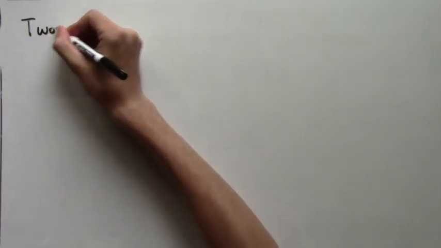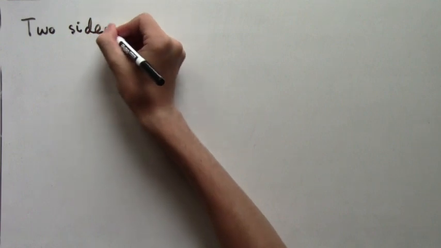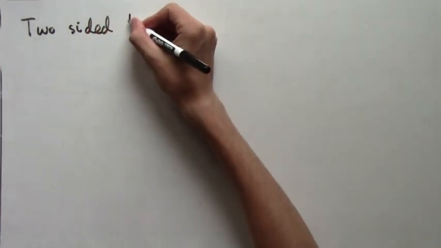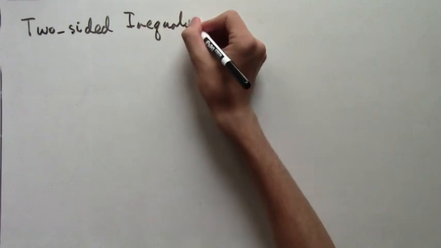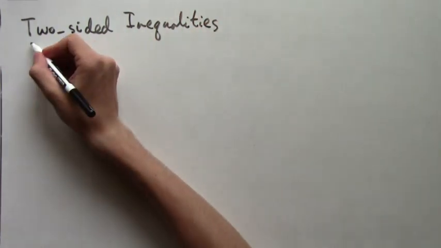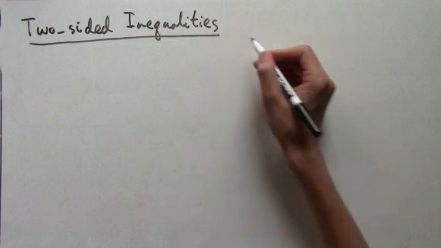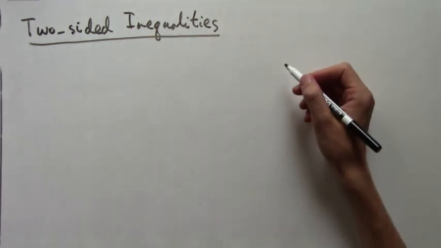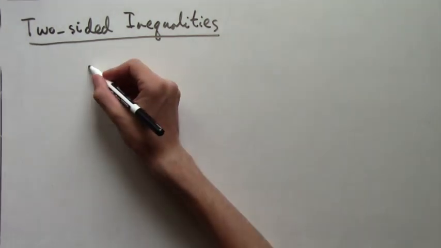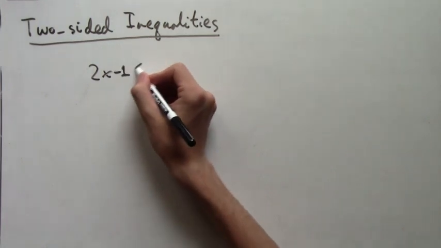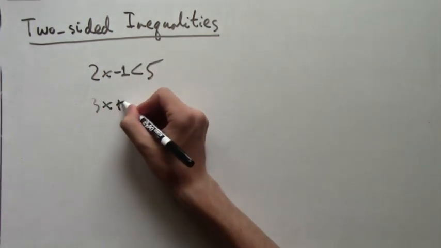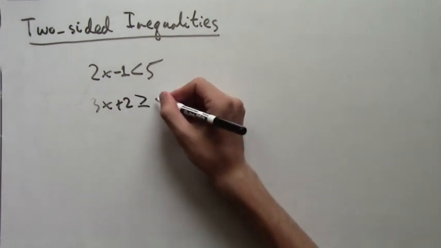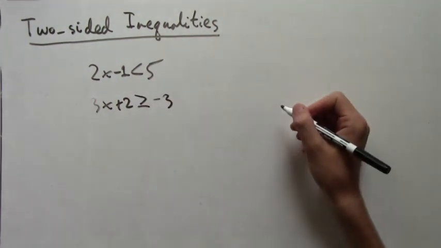In this video lesson, we will learn about two-sided inequalities. Earlier, we only worked with one-sided inequalities. So, for example, a one-sided inequality could be 2x minus 1 less than 5, or 3x plus 2 greater than or equal to negative 3.